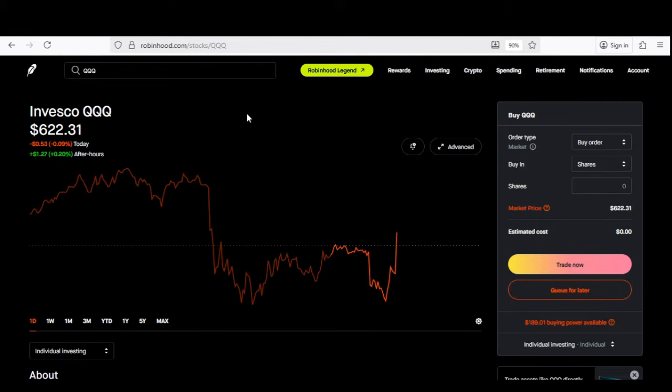Now, for today's video, we're going to be using none other than Invesco QQQ, and that's the triple Q. That Invesco QQQ is what's known as an ETF, or an exchange traded fund. The reason why I want to showcase this ETF is because it usually has lots of volume, so it's going to be perfect for this particular option strategy.